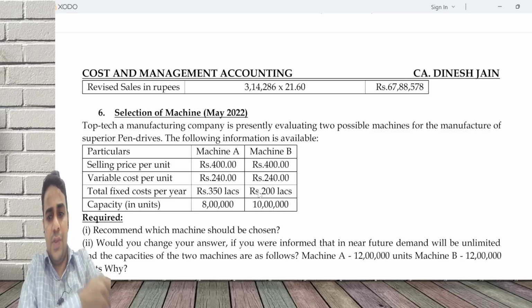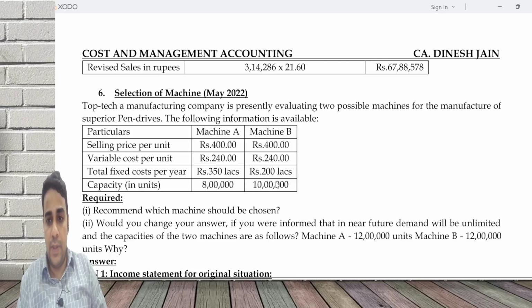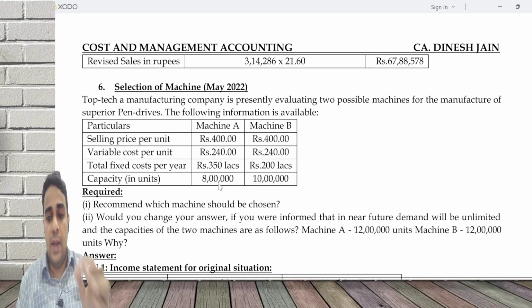Okay, this is a very simple question, but with some concept being there. Top Tech, a manufacturing company, is presently evaluating two possible machines for the manufacture of a superior pen drive. The following information is available: selling price, variable cost, fixed cost, capacity in units. Which machine should be chosen? Let's first do a P&L and then decide which machine is to be chosen.